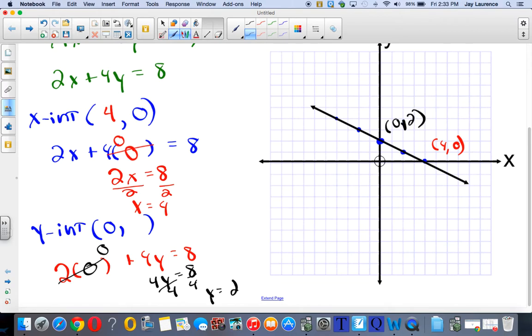I found the y-intercept. Oh, that doesn't look like (0, 2). Hold on a second. (0, 2). That looks a little better. So I found the x-intercept and the y-intercept.